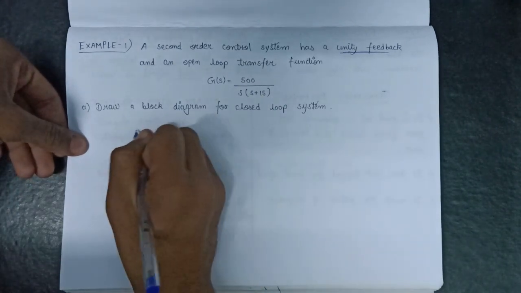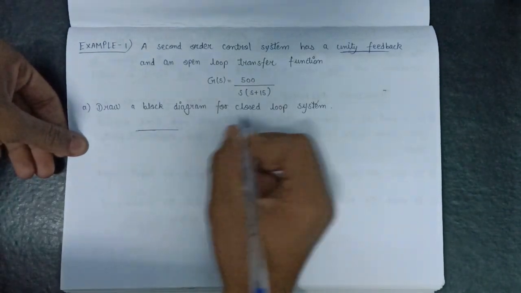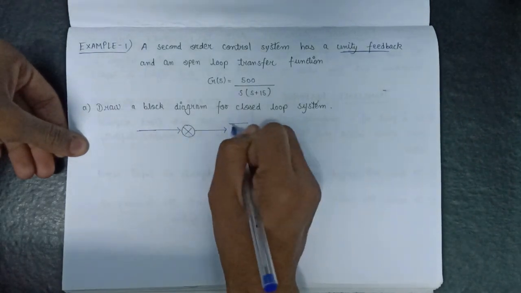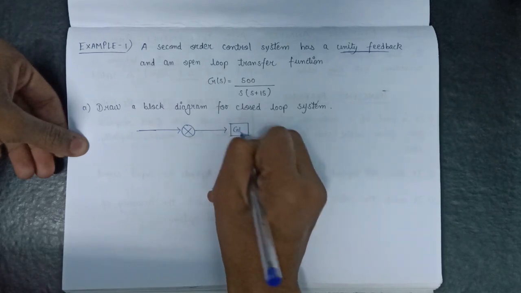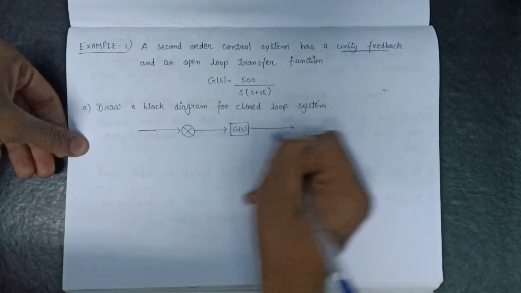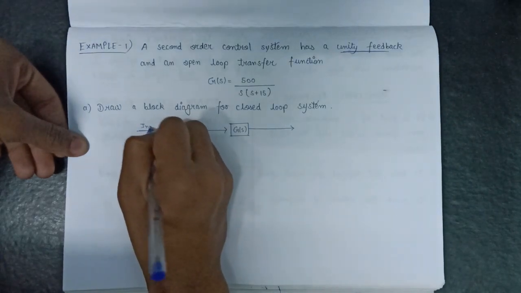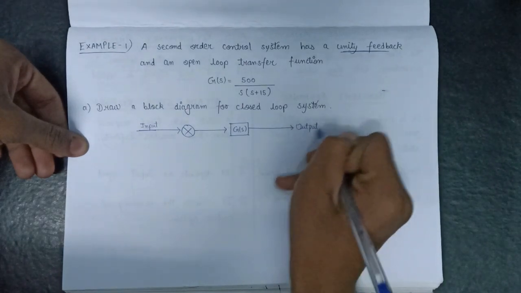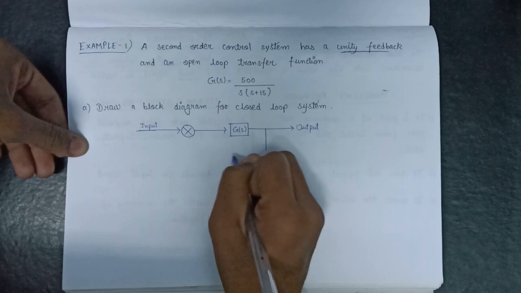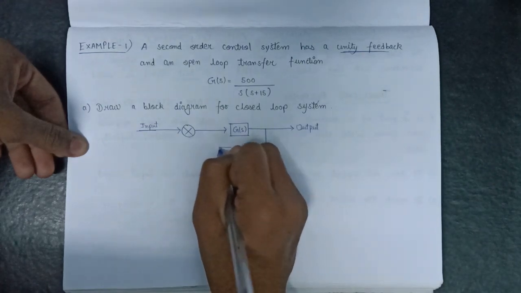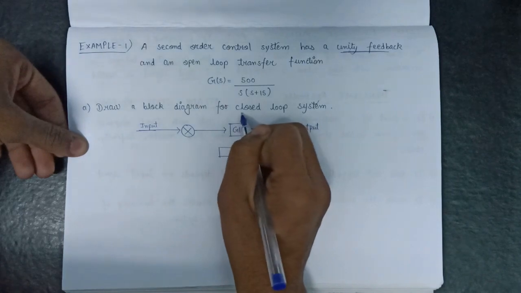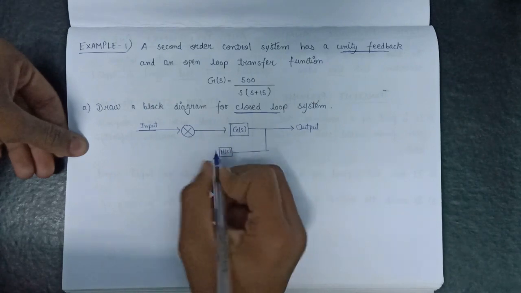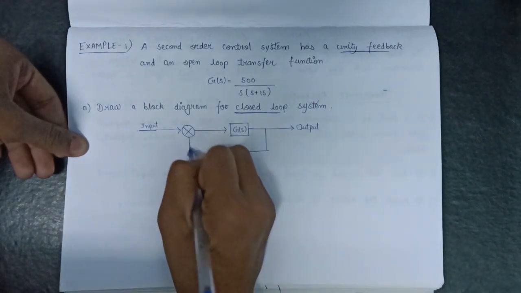Since we have a basic representation of the block diagram of a closed loop system as this type, this is our G of s, this is our input signal, this is our output signal, and since it is a closed loop control system, it will have a feedback loop which is defined as H of s, and it will go here.